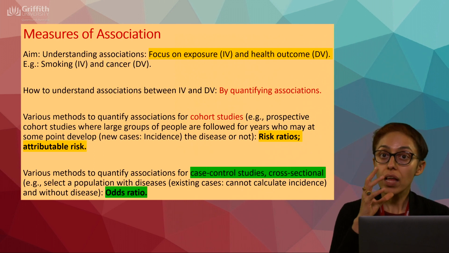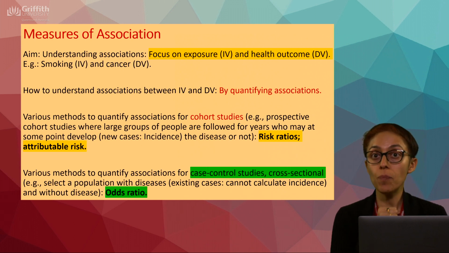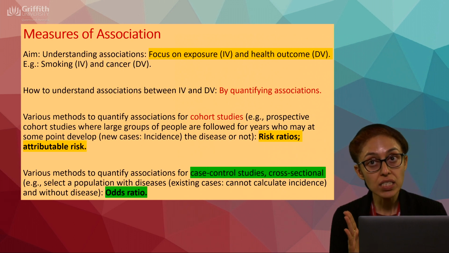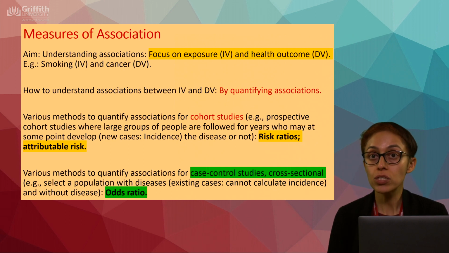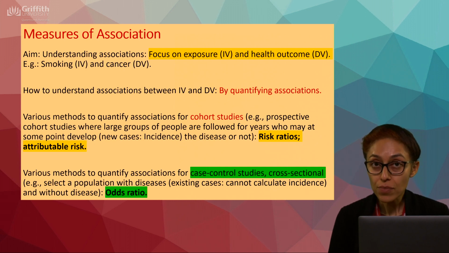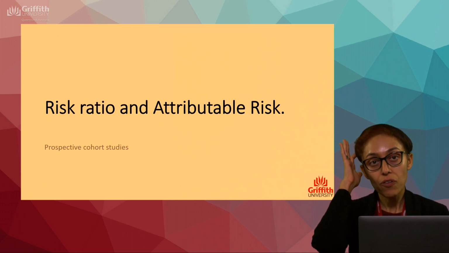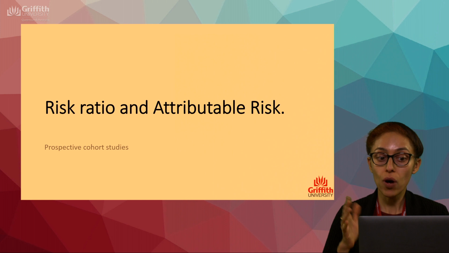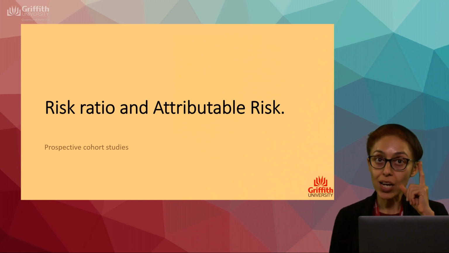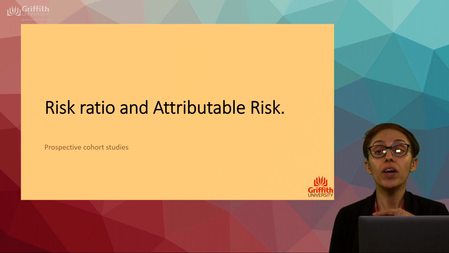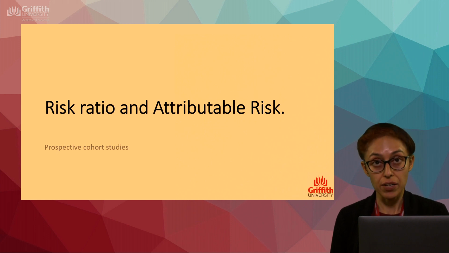So when you cannot calculate true incidence rate, that is when you calculate odds ratio. When you can calculate true incidence rate, you calculate risk ratios and or attributable risk. So I hope that is meaningful, guys, as to why we have two different calculations which depend upon the type of the study design. Okay, so now the first one which we'll look at is your risk ratio and attributable risk. Remember, you're calculating them for prospective cohort studies where you can actually compute your true incidence rate.